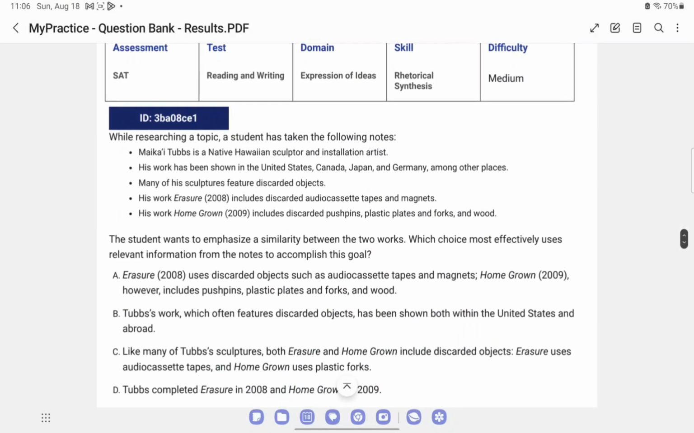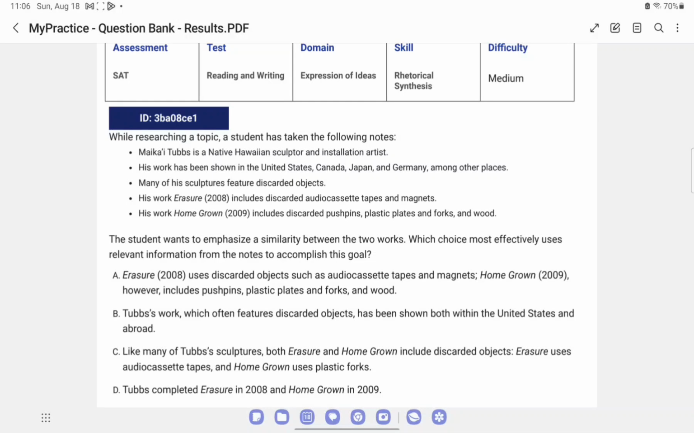All right, so the student wants to emphasize a similarity between the two works. So we're going to talk about how they're similar. Let's see. A: Erasure used discarded objects. Homegrown, however, included those. Okay, so that's saying a difference, because it's comparing the different materials they used. We're trying to talk about a similarity and we're trying to emphasize it too, so that's not going to work.